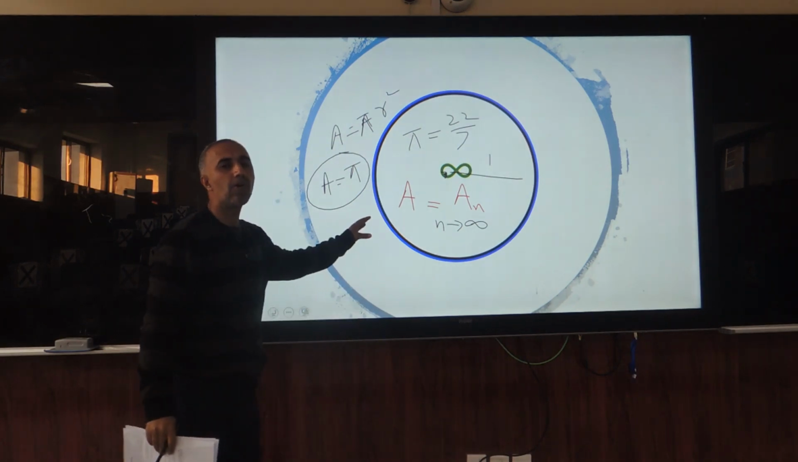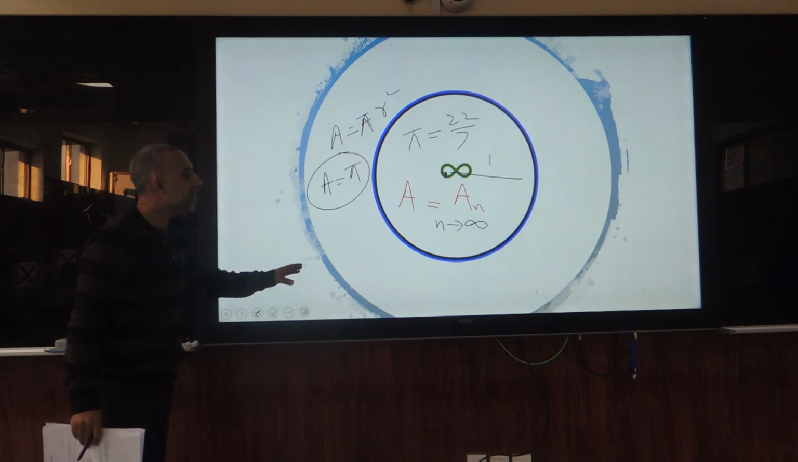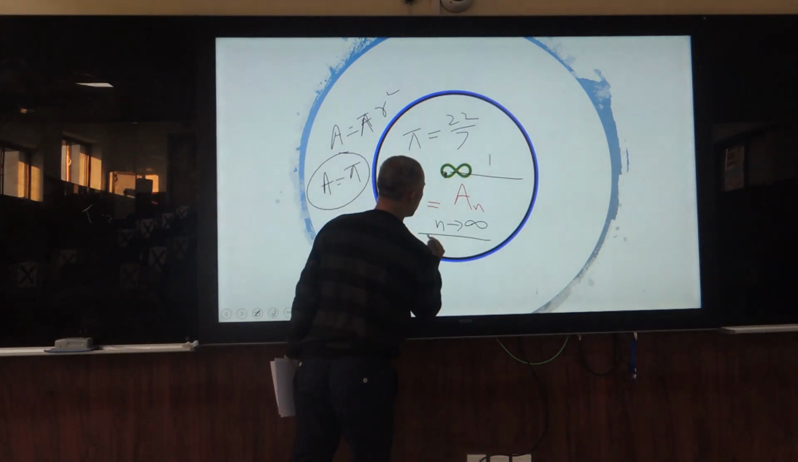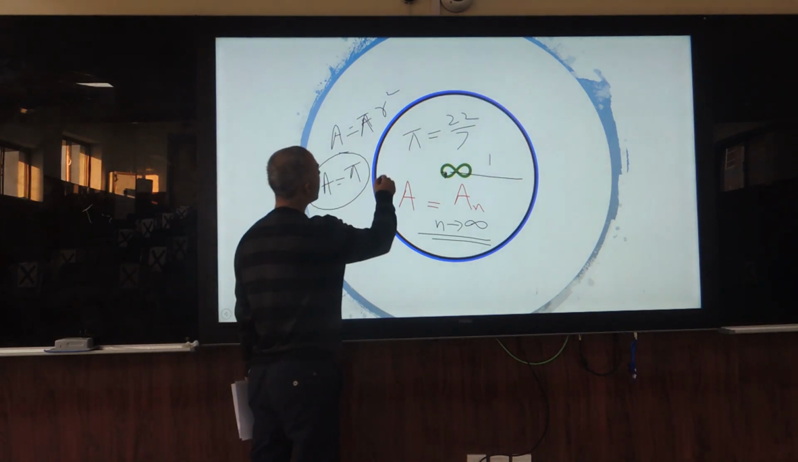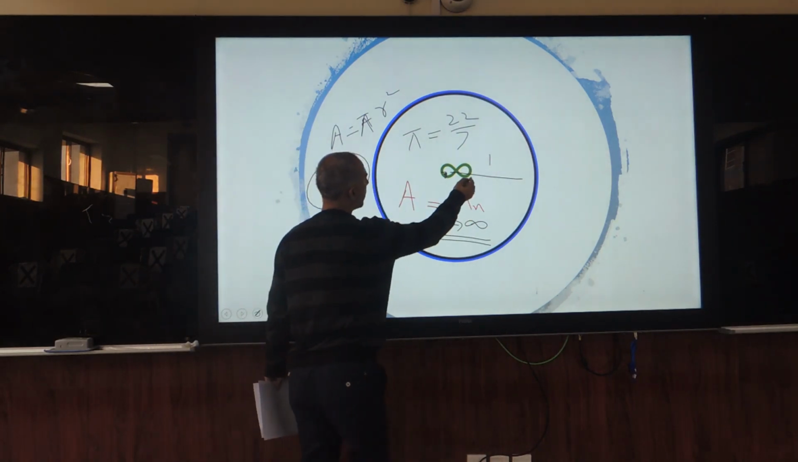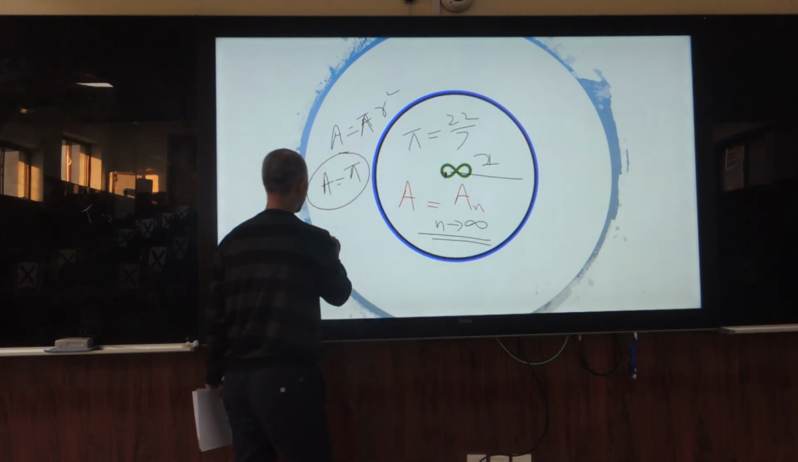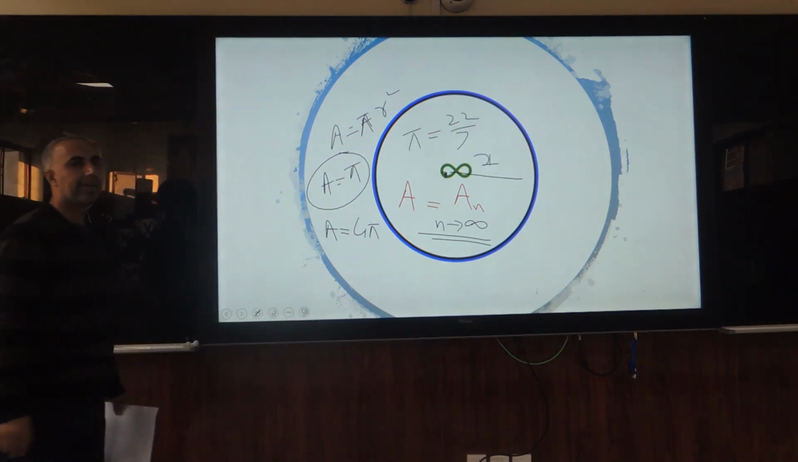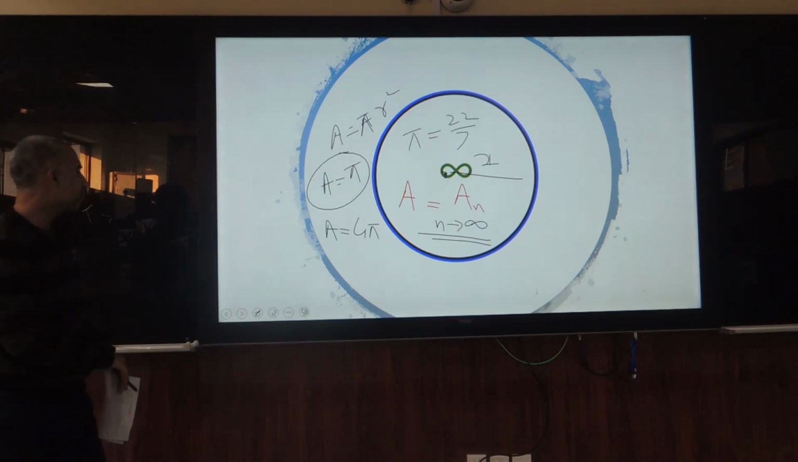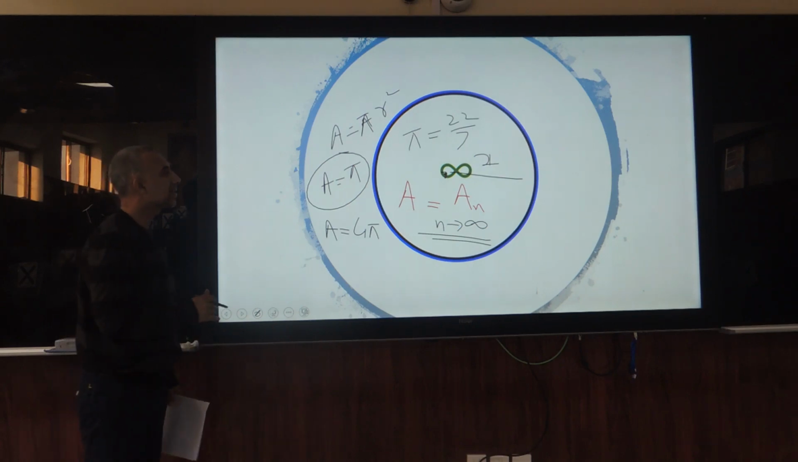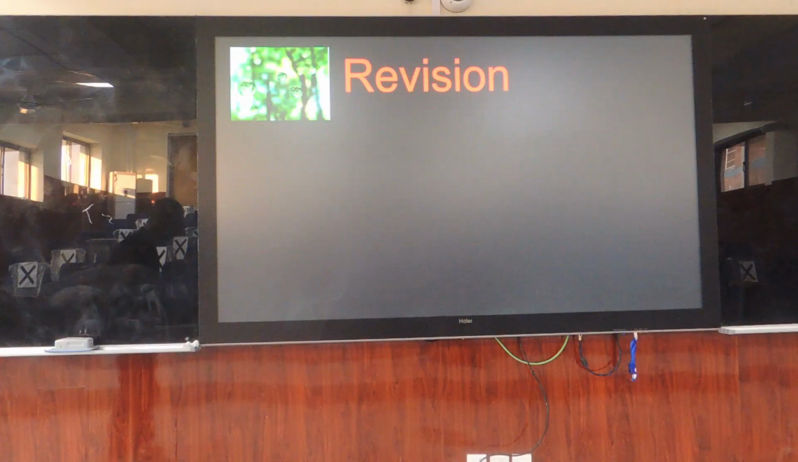Remember this, it's now simple for us. With the help of n approaches infinity, it is giving us almost the exact area. If we have radius 2, then of course it's 4 pi. Therefore, it is considered that n approaching infinity gives us the overall information in the best possible way.